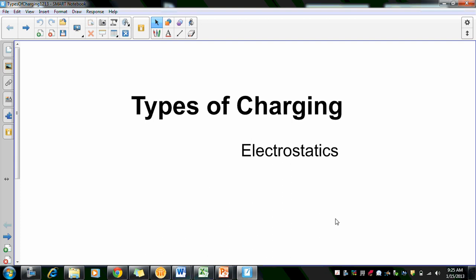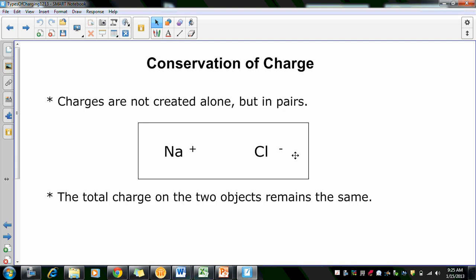So in this video, we're going to talk about the different types of charging. So how we can, in different ways, create that positive and negative charge on different objects. So this is still, again, in electrostatics. So first, in order to talk about the types of charging, we need to talk about conservation of charge.